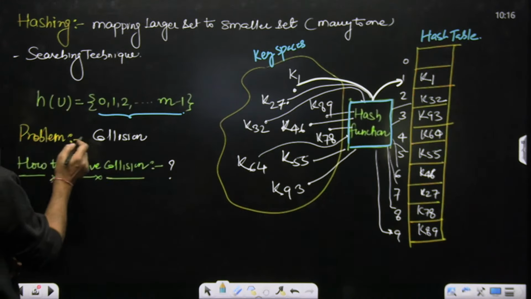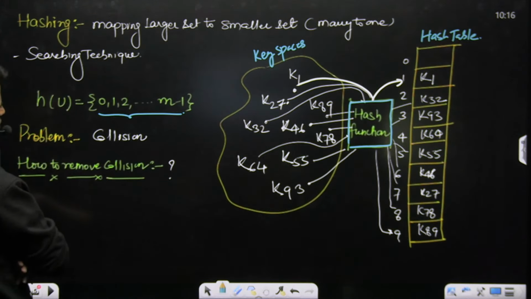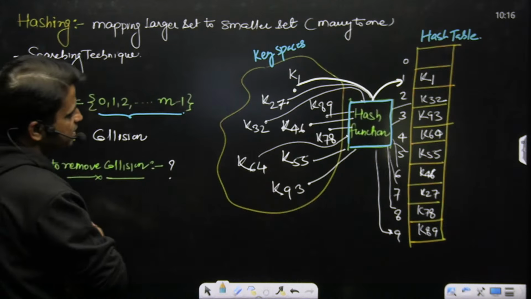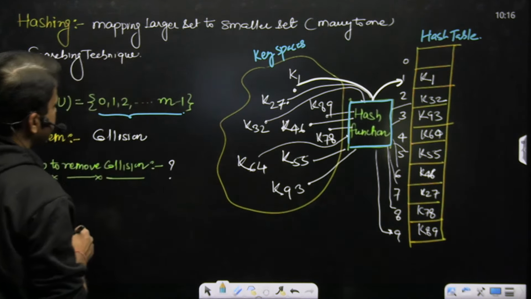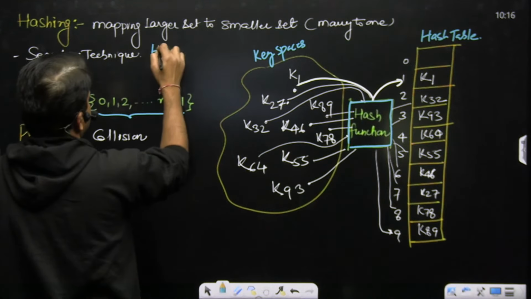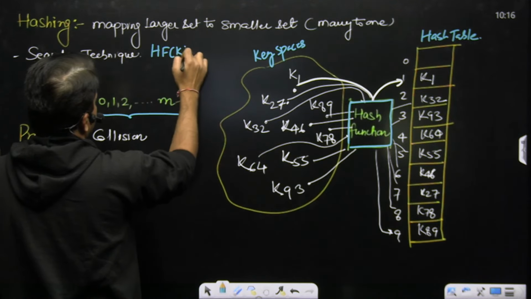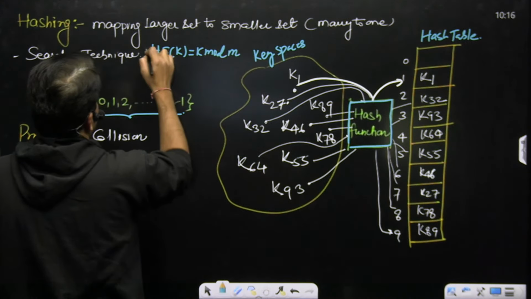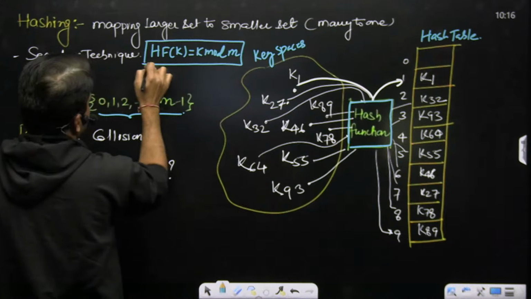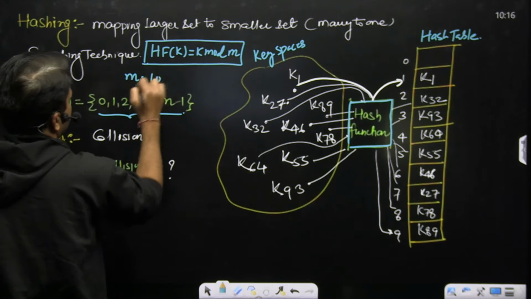Okay. So what is the problem here, sir? The problem is collision. Sir, what is the collision? My dear student, here K78. Let's assume this is the hash function, and let m equal 10.